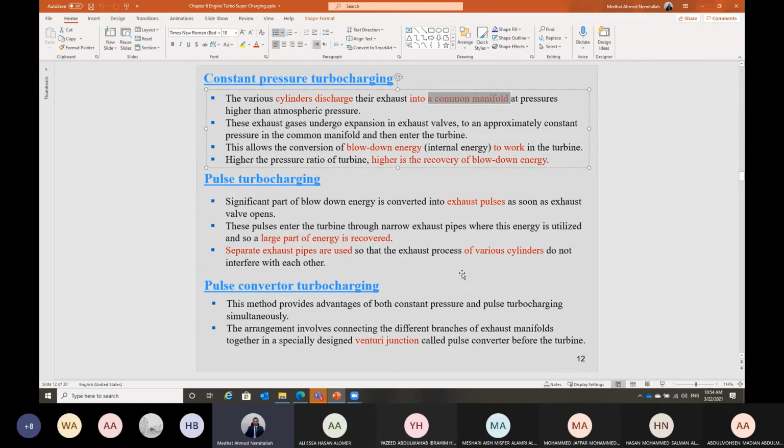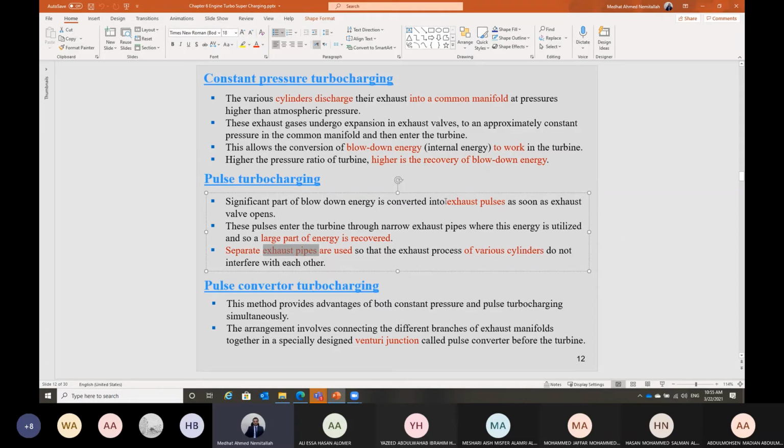So there is another solution, which is the pulsating turbocharger, in which instead of having a common manifold for all of the cylinders, we have a separate exhaust pipe for each cylinder. And this separate exhaust pipe is directly connected to the turbine. So once we open the exhaust valve, this high pressure pulse is transferred to the turbine, and it will run the turbine at higher RPM. It gives most of the blowdown energy. Each cylinder has a separate exhaust pipe, so at each exhaust stroke of each cylinder, we can utilize most of this energy to generate power in the turbine.